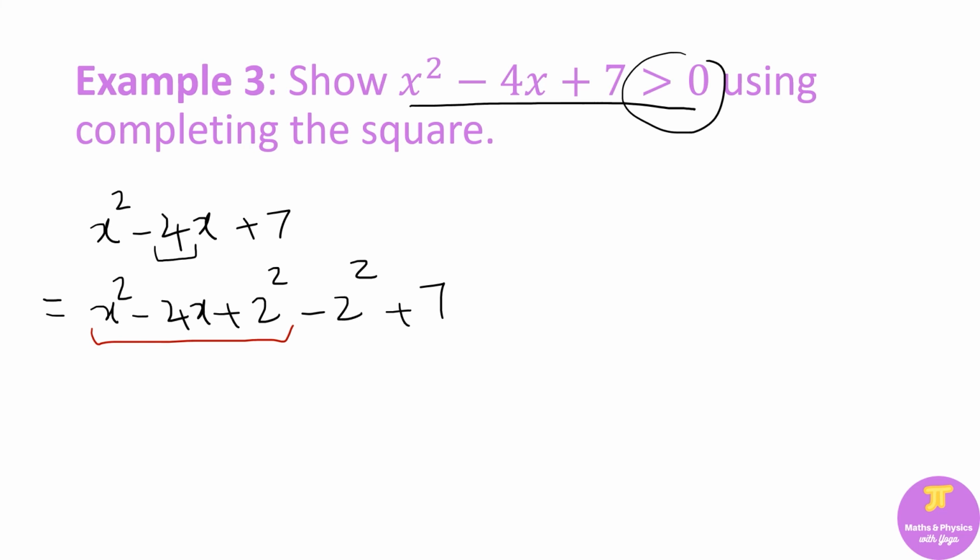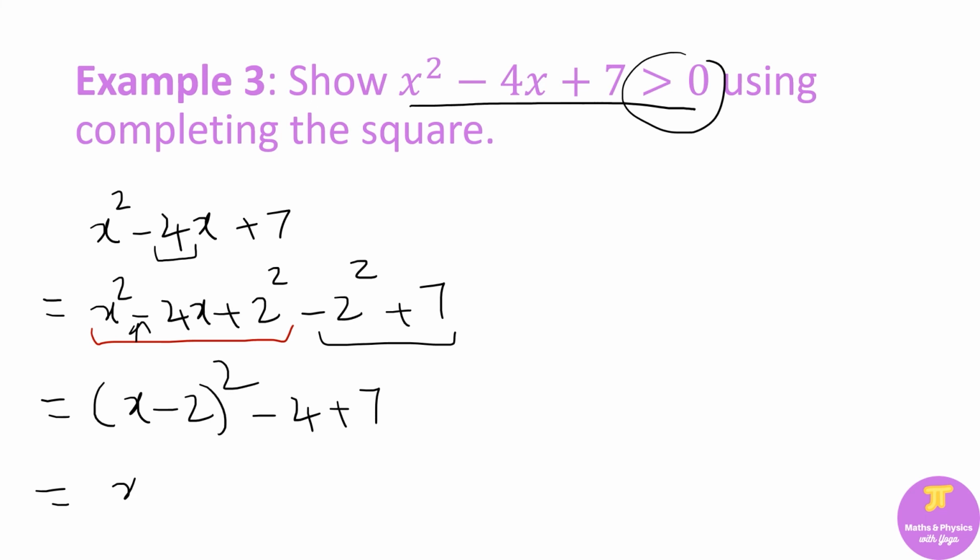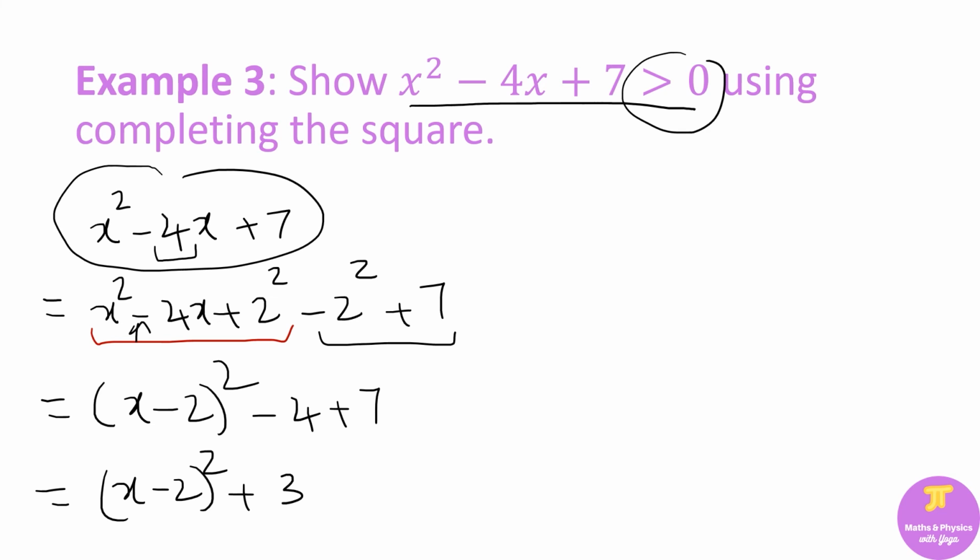So this will become a square. That is (x - 2) squared, right? Because you have minus here, so it will be minus 2 squared. And what is left? Minus 4 plus 7. This is going to be (x - 2) squared plus, minus 4 plus 7 is 3. So this expression is actually equal to (x - 2) squared plus 3.